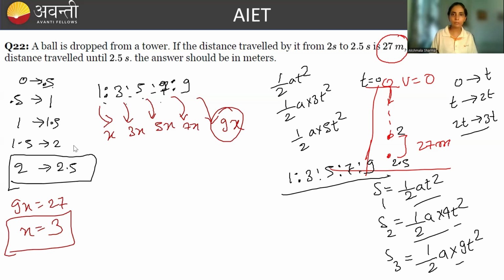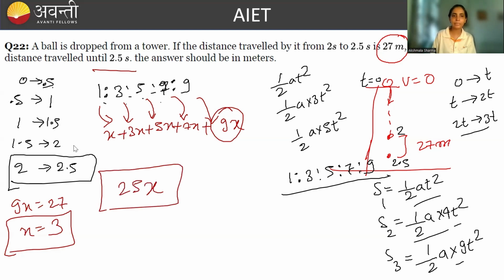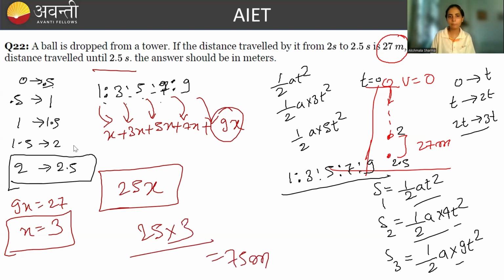Now the question is, what is the total distance traveled until this? So for the total distance, whatever distance has been covered in the different intervals, we need to add all of these. So this is 9 plus 7, which is 16. 16 plus 5 is 21, plus 3 is 24, plus 1 is 25. So the total distance covered is 25x, that is 25 into 3, and that is 75 meters.